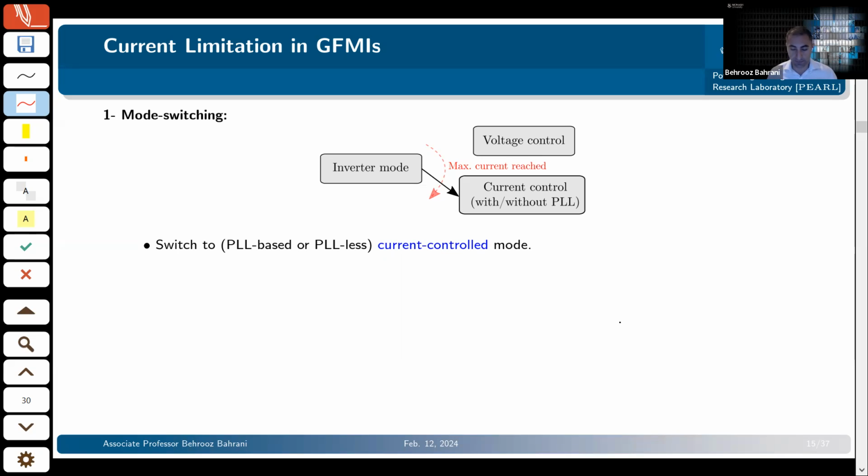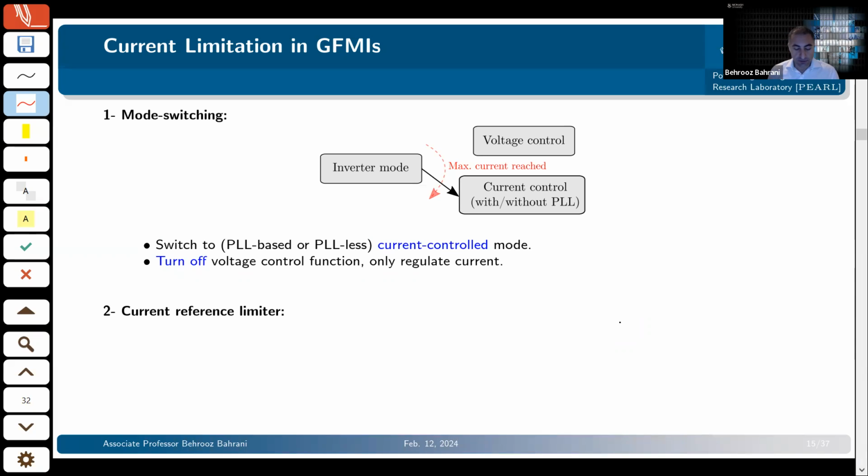I might activate also a PLL. And it will become a current controlled inverter. So this is possible, and it might have been implemented in certain areas, but what it means is that you won't have any voltage control anymore.